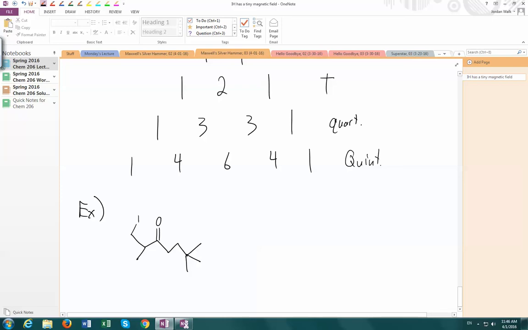And I'm going to go ahead and draw in all of our protons just because, why not? So this is our structure.